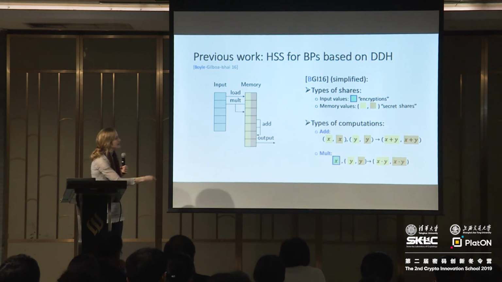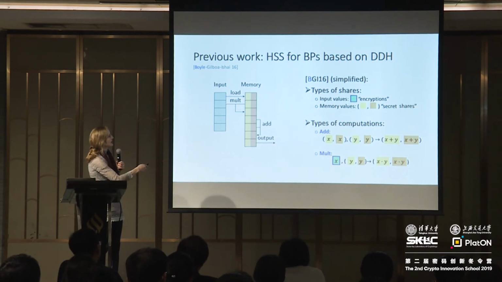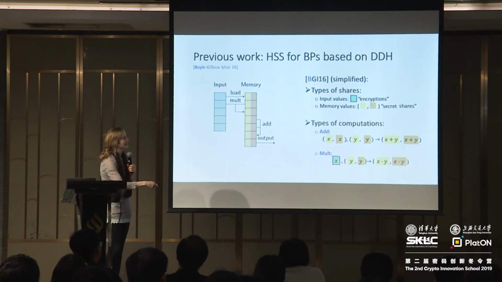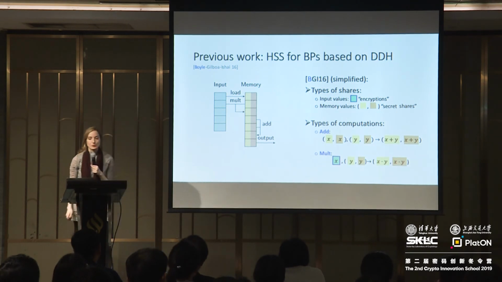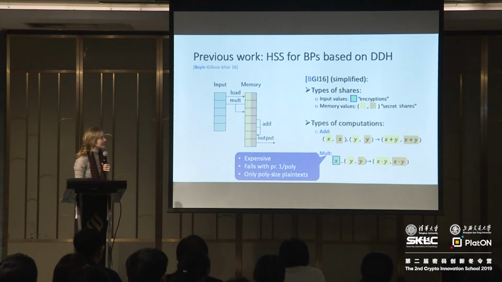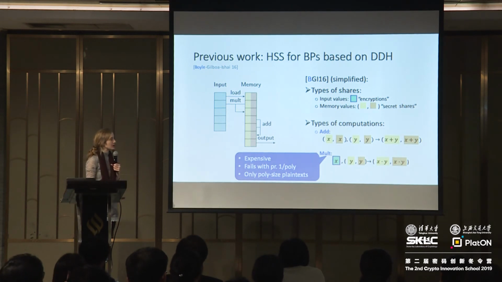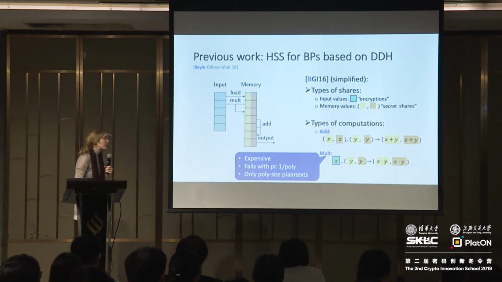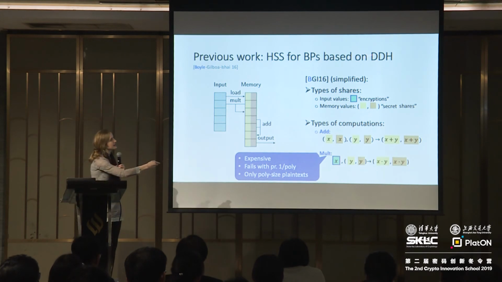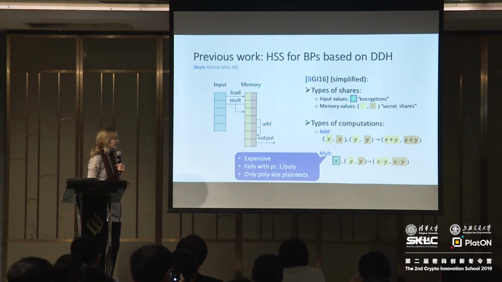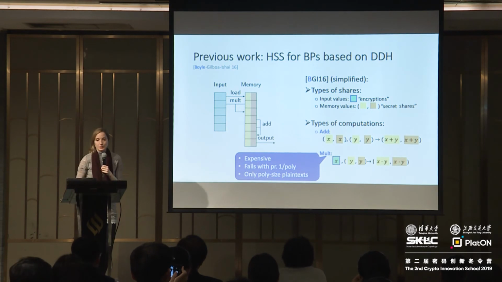Remember, I want to take an input times a memory value and get a memory value out. So I want these additive shares of X times Y. And this multiplication really is the tricky bit. This is the expensive part. This is the one that, for the DDH construction, inherently requires one over polynomial, not negligible error, and restricts the plaintext size in the previous construction.